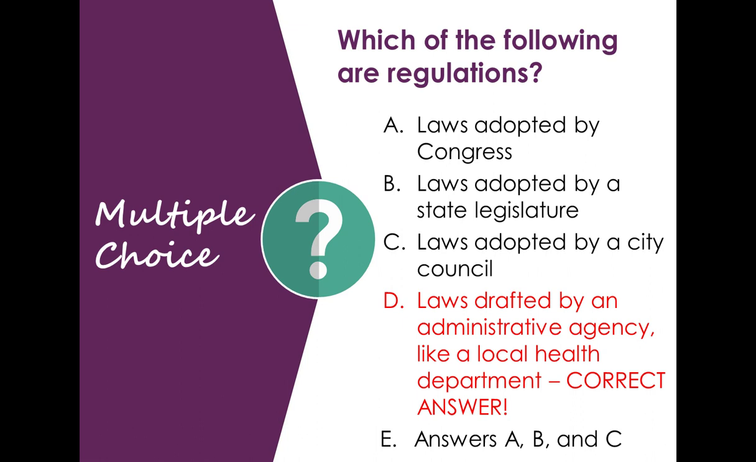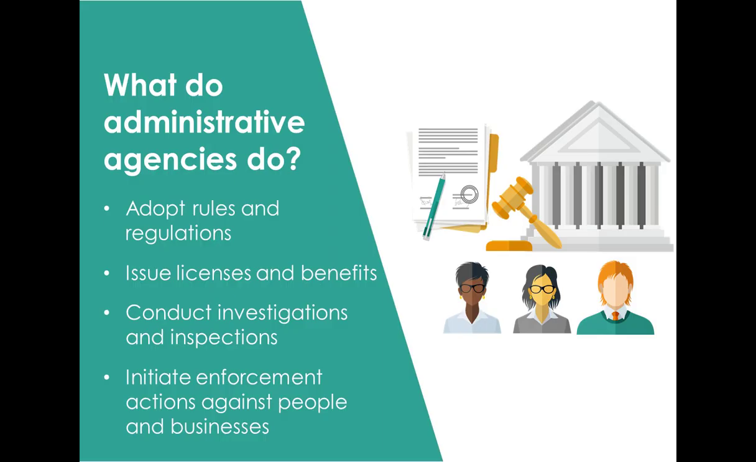Okay, so if you pick D, you're correct. As we just learned, laws adopted by administrative agencies pursuant to their delegated authority are known as regulations. In addition to adopting rules and regulations, some administrative agencies are also responsible for implementing, enforcing, or ensuring compliance with those regulations by issuing licenses and benefits, conducting investigations and inspections, and initiating enforcement actions against people and businesses. These four activities are typically referred to as an agency's regulatory activities or responsibilities.